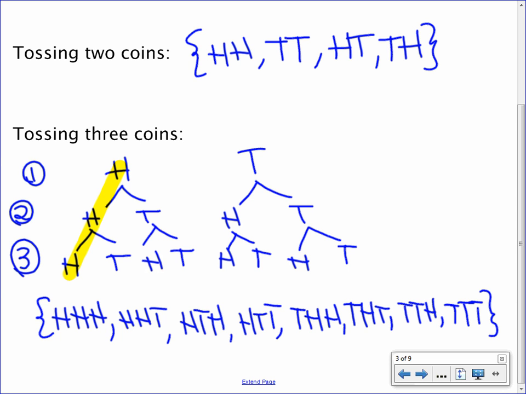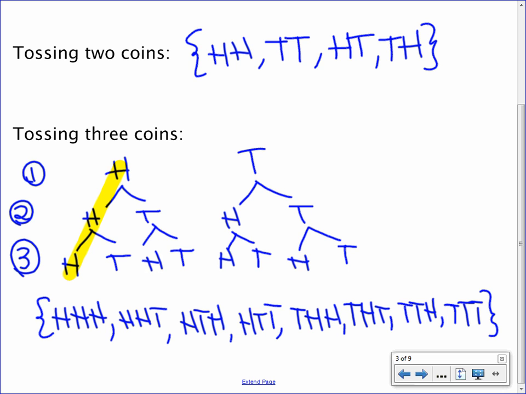So our sample space consists of how many events? 8. Oh my gosh. 8. It's like multiply by 2 every time. I already knew that. However, if I asked you for the probability of flipping exactly 2 heads, you would want this list, because there's 3 out of the 8.